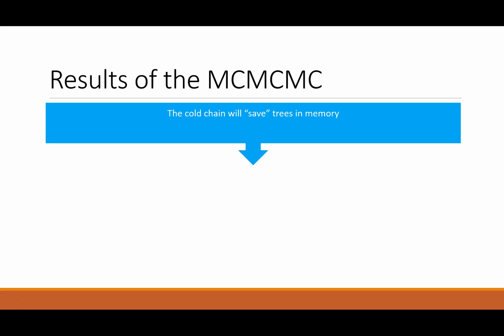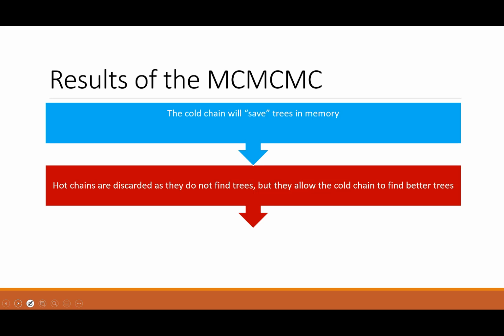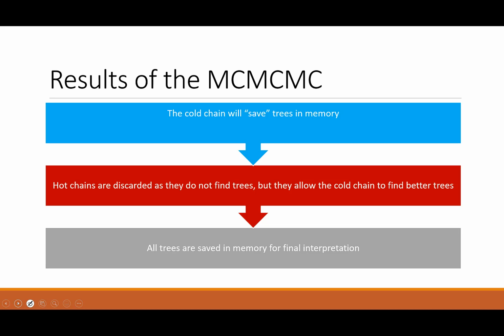First, the cold chain will give you all of the different trees that have been saved in memory. In fact, it is the cold chain through many, many generations that is surveying tree space and saving those trees in the computer's memory. The hot chains that were used to navigate tree space are discarded. Since they don't save trees, they don't need to be used again. And then finally, all the trees are saved in memory, which you can then use to interpret at the end.